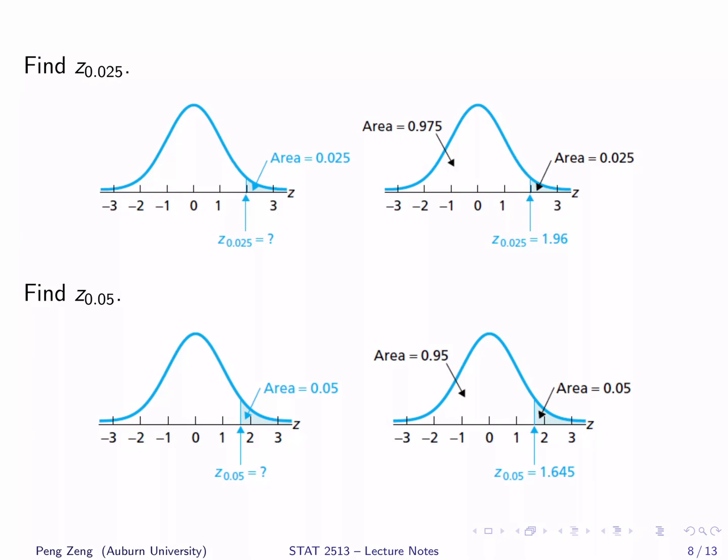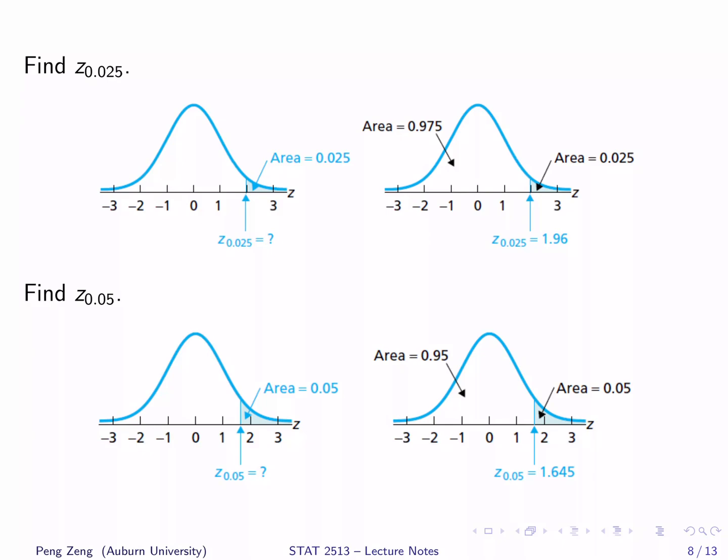Let's find the z-0.025. By definition, the area to the right of this value is 0.025. The area to the left of this value is 1 minus 0.025 equals 0.975. Try to find the value 0.975 in the standard normal table. It corresponds to row 1.9 and column 0.06. Therefore, the z-0.025 is 1.96.